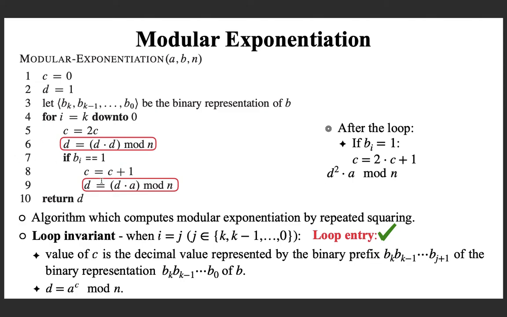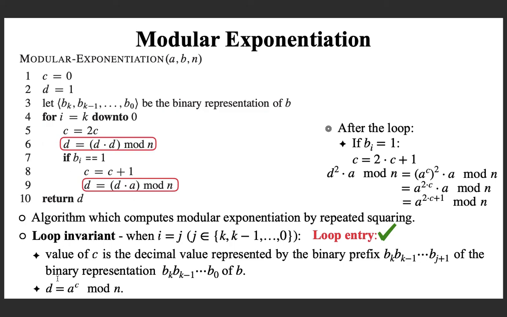So what you are doing inside the loop is, first you compute d as d square mod n, and then to that value you are multiplying a. So it's actually d square multiplied by a mod n. From the loop invariant, you know that when you came to the loop, d was a to the power c mod n. So you substitute the value of d as a to the power c, and a to the power c the whole square is nothing but a to the power 2c multiplied by a, that is a to the power 2c plus 1. This is exactly what we wanted to prove.